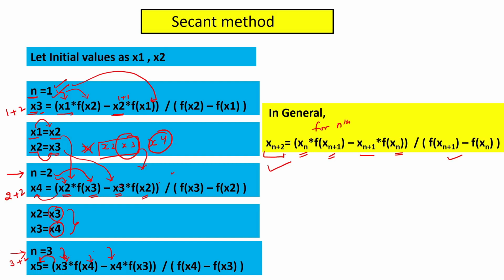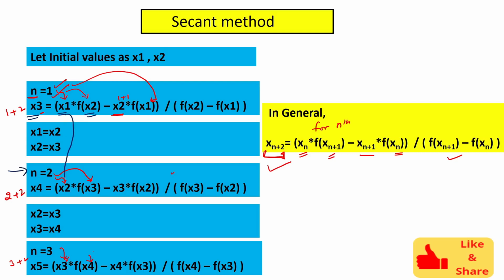So we are saying add the 2 in the value of n. That's why we are saying x n plus 2. Now one last important concept to understand is, here if you see in this x3 formula, we have x1 and x2. But when we move to the next iteration, what we are saying? We are saying put x2, and here we are saying x3.